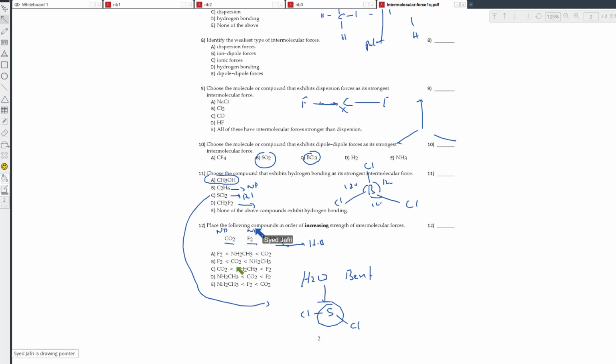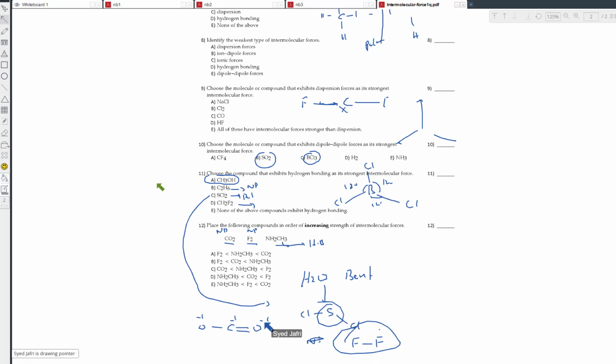But let me suppose there are two choices, then what will I do? Carbon dioxide is non-polar, but it still has two polar bonds. They are cancelling each other, but it still has polar bonds. But F2 has no polar bond. When the molecule has the same atoms, there is zero difference in electronegativity, and that's going to be the lowest intermolecular forces.